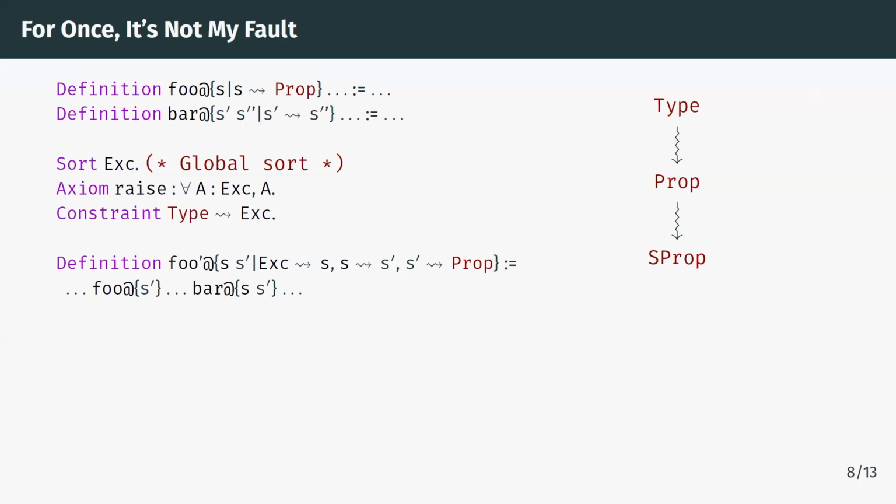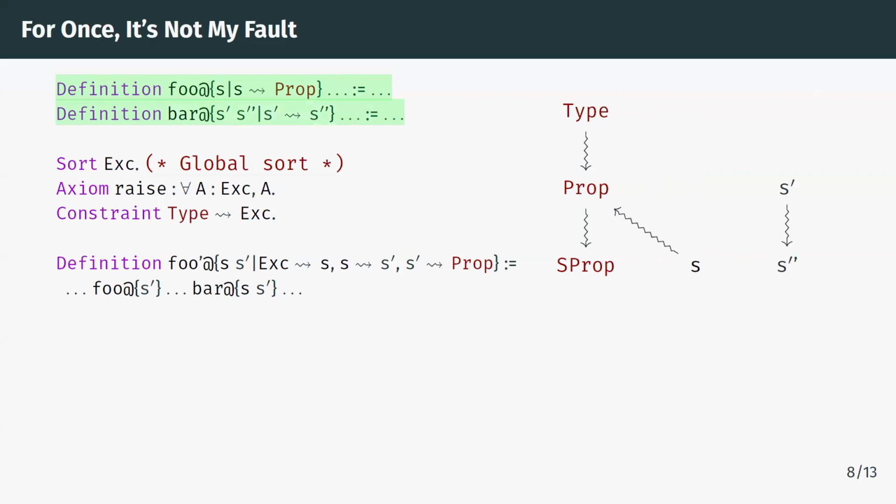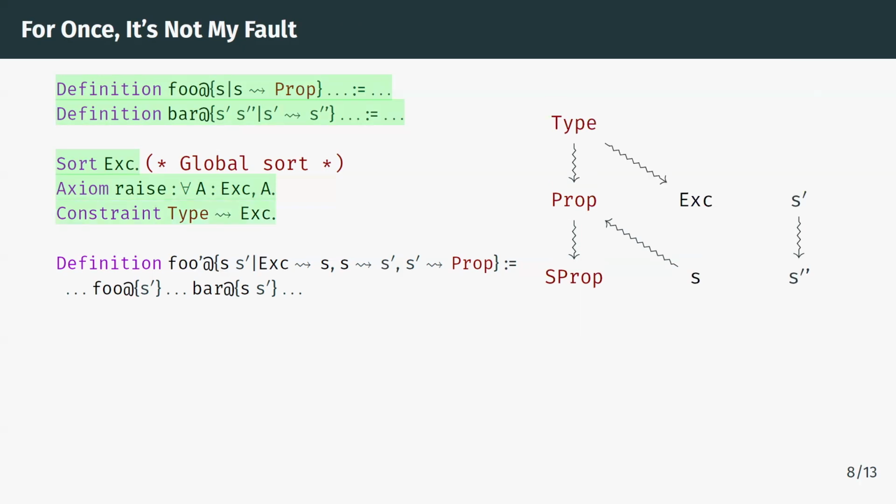Because, okay, what happens is that if the user defines these lines, it will populate the partial order. So the first definition adds that S eliminates to Prop. The second one adds an elimination constraint that isn't related to a ground sort, but S prime eliminates to S second. And then we declare a global sort, which is kind of like a local sort, except that we can keep it. And we say that Type eliminates into this new global sort to kind of create something.